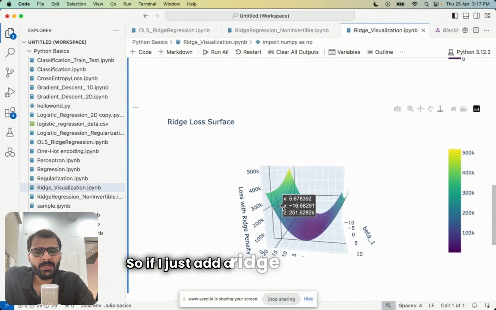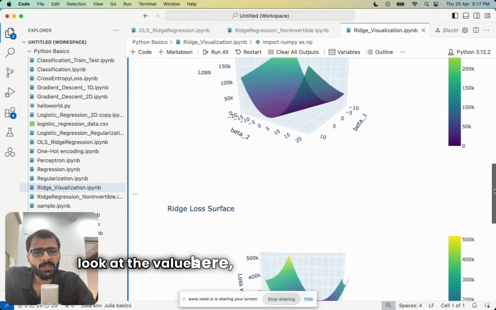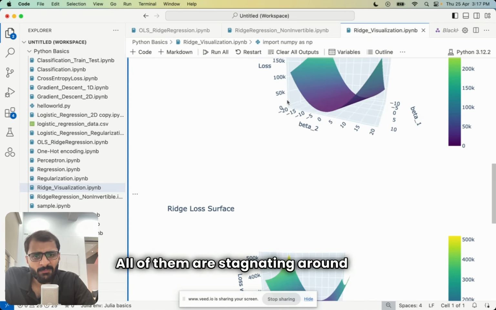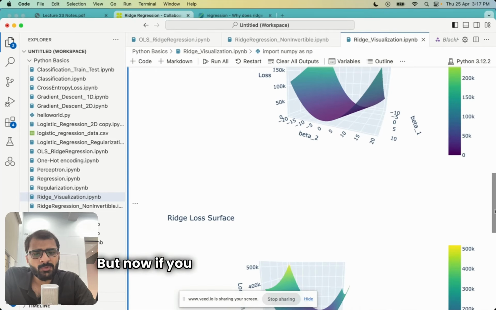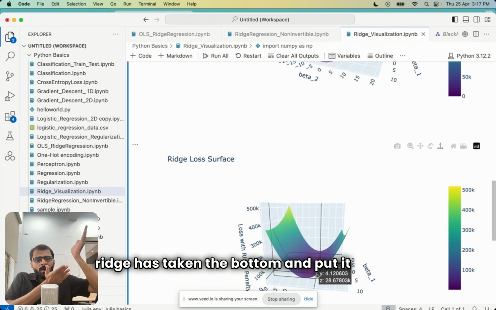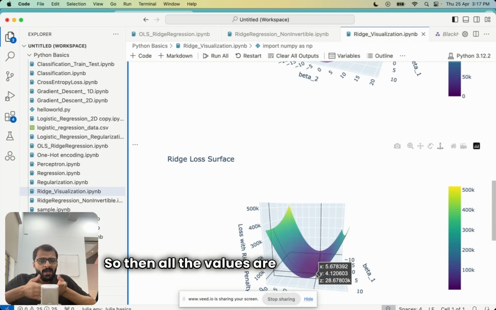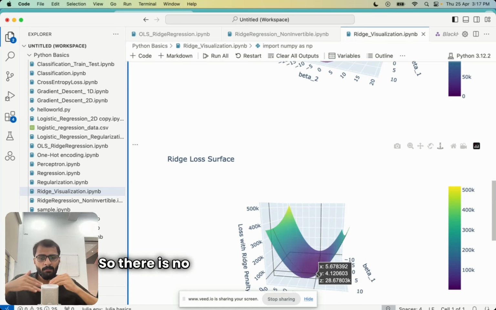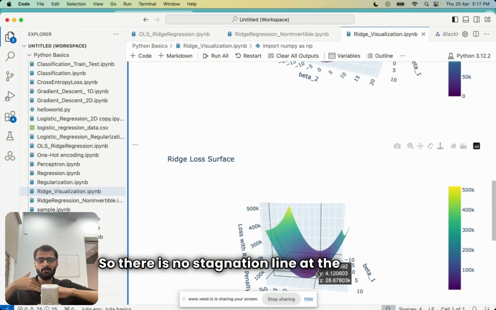So if I just add a ridge term, you can look at the values here. Look at the bottom values. All of them are stagnating around 50k. But now if you see the ridge loss surface, the ridge has taken the bottom and put it up top. So then all the values are higher than 50k. So there is no stagnation line at the bottom.